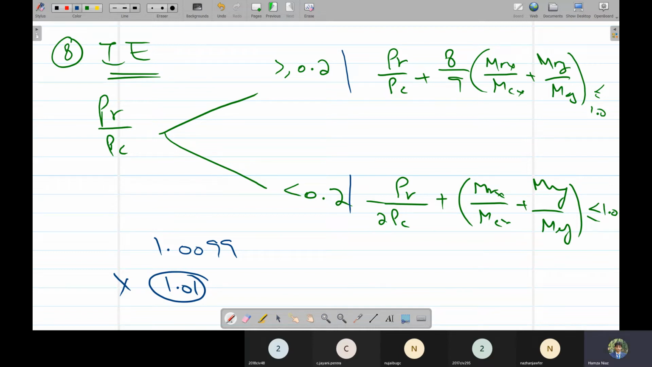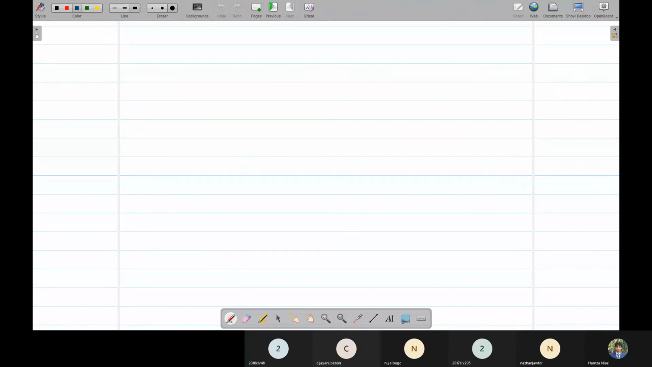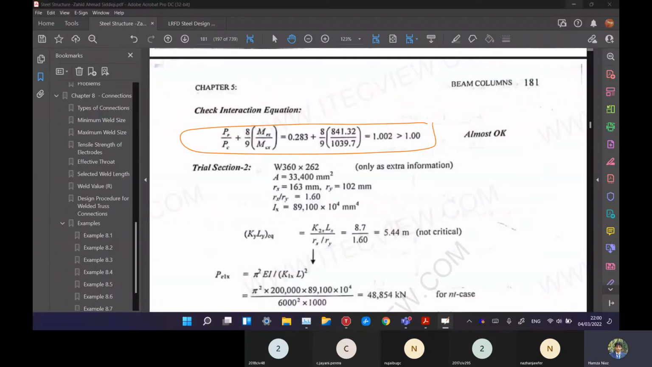Because 30 minutes are for concrete, 15 minutes are for this, 5 minutes for axial column, and 10 minutes for the rest. I think the analysis part. Okay, that's okay.